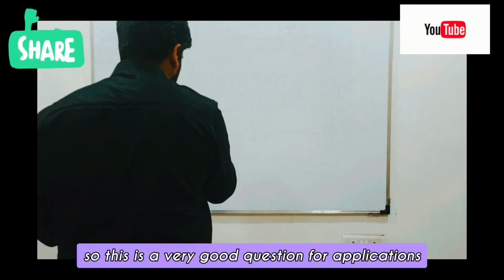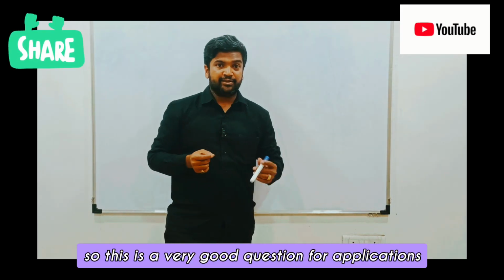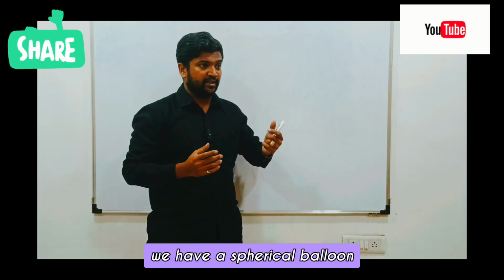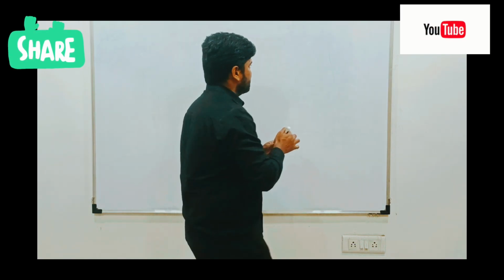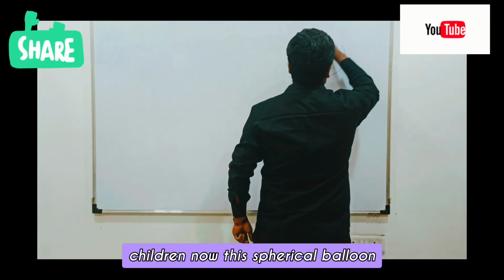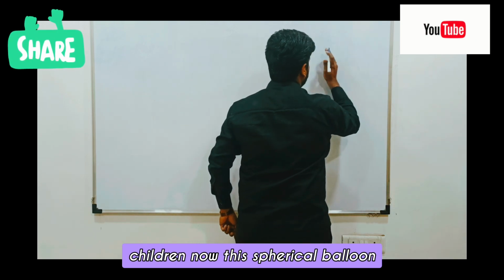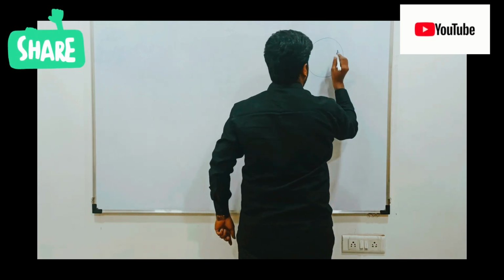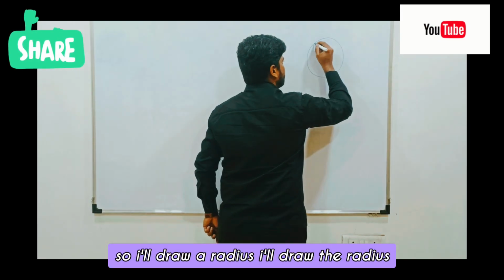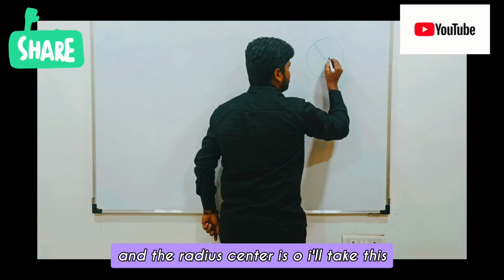So this is a very good question for applications of trigonometry. Okay, we have a spherical balloon. So I'll just draw a spherical balloon. Fine, children. Now this spherical balloon of radius r. So I'll draw a radius, and the radius center is O.